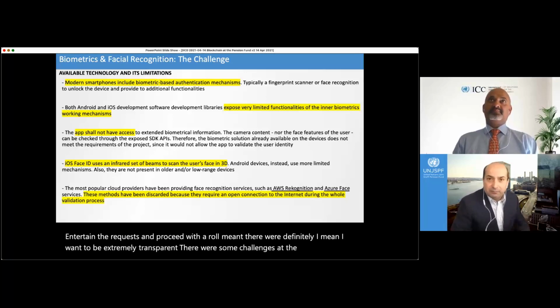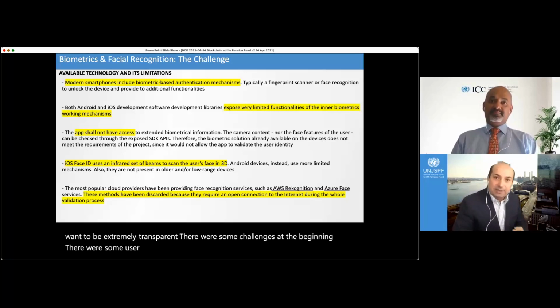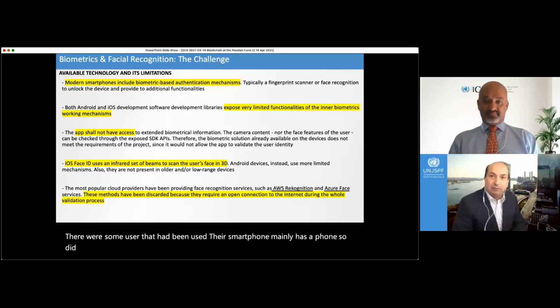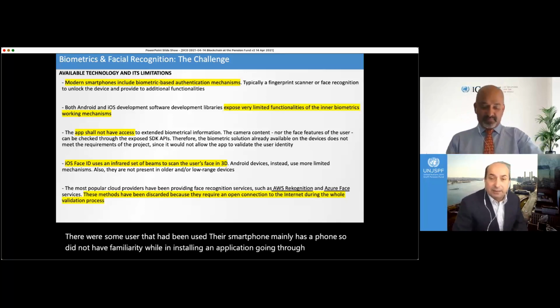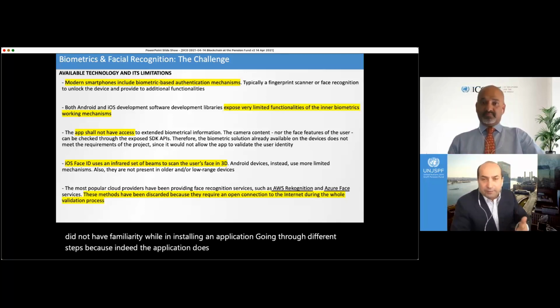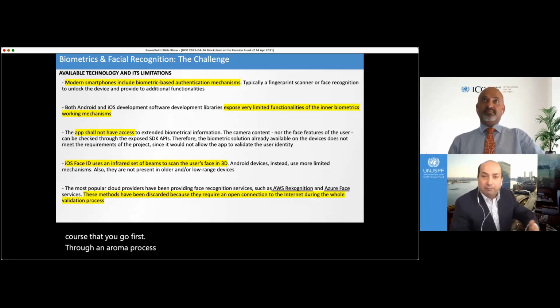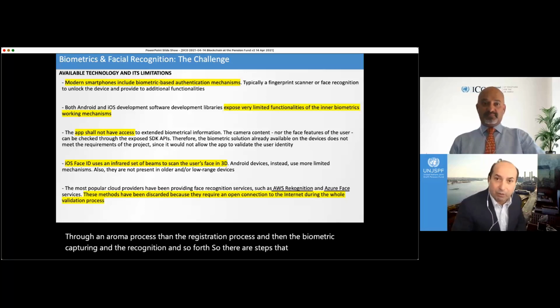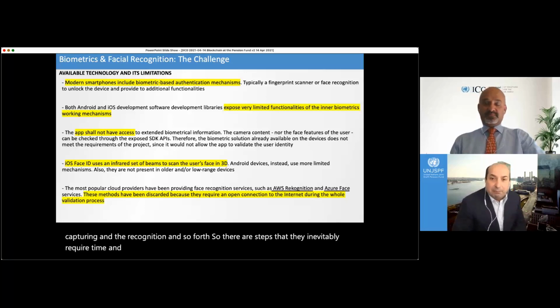There were some users who had used their smartphone mainly as a phone, so they did not have familiarity with installing an application and going through different steps, because the application does require that, for security purposes, of course. You go first through an enrollment process, then a registration process, and then the biometric capturing and recognition and so forth. So there are steps that inevitably require time and dedication. But I can say confidently that those initial challenges were addressed.